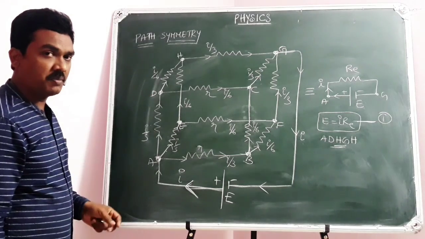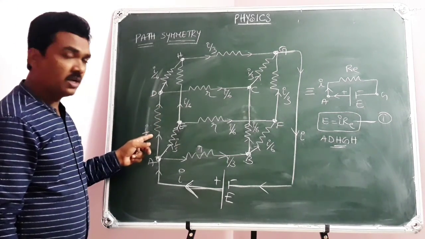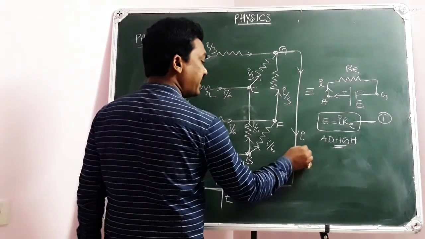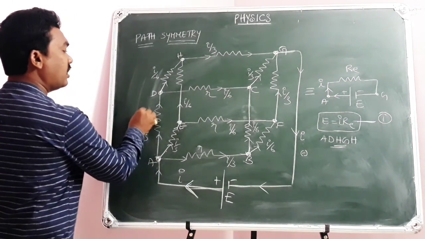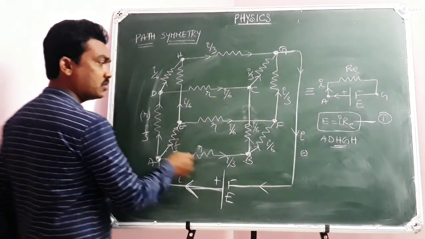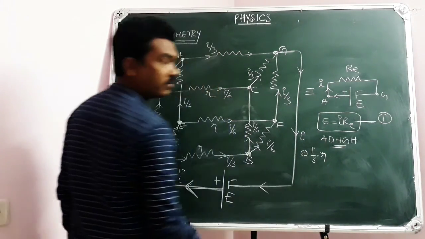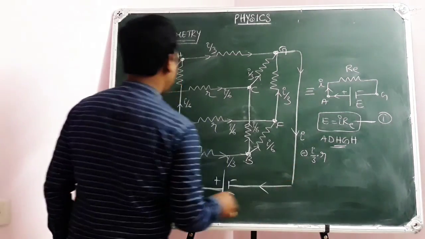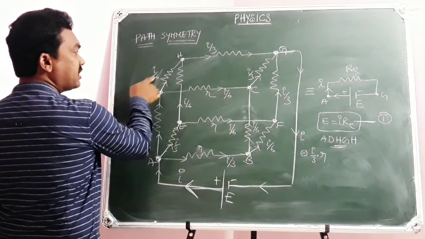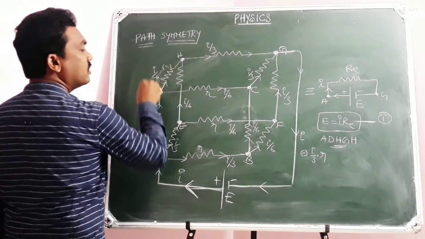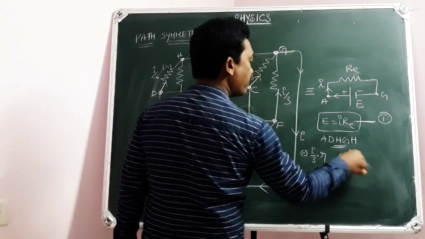So there is a potential drop because current flows from high potential to low potential. As there is a potential drop, that potential difference should be taken negative. How much potential difference? Through the resistor R, there is a current of I by 3. So the voltage drop is I by 3 into R. Next, here AD, DH. Again I by 6 current through the resistor R. So the potential drop is minus I by 6 into R.